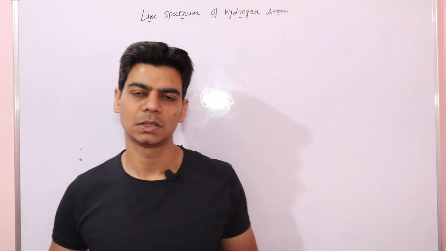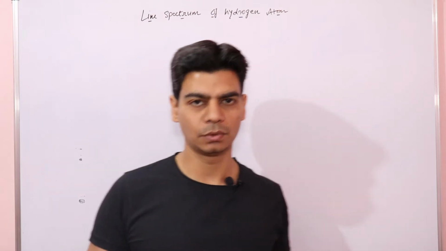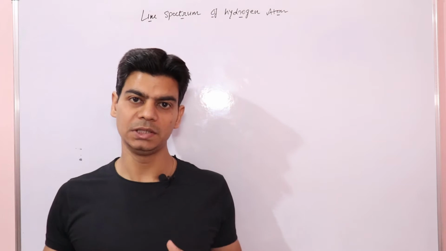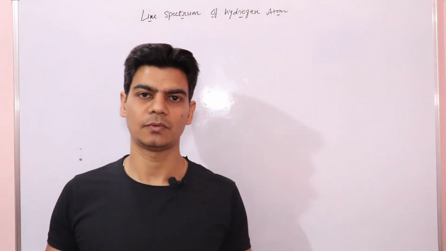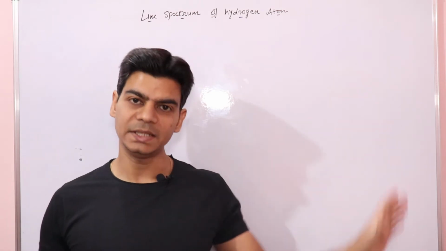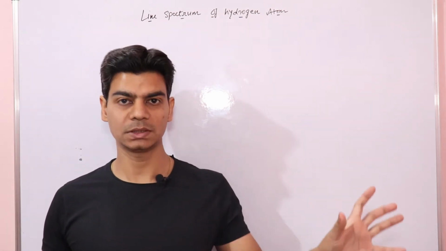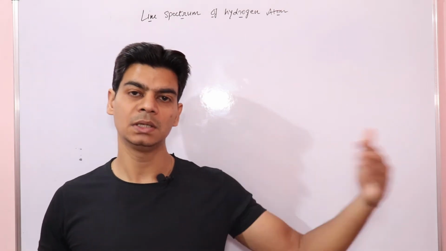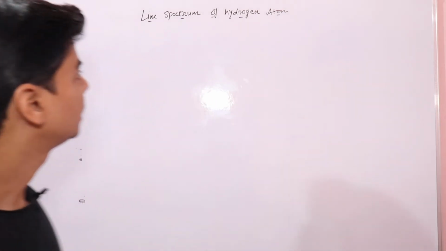Now in today's class we will study the line spectrum of hydrogen atom. First we will see the arrangement to produce the line spectrum of hydrogen atom, and then we will see the explanation of the line spectrum on the basis of Bohr's model of atom, how Bohr's model of atom can explain the spectrum of hydrogen atom.